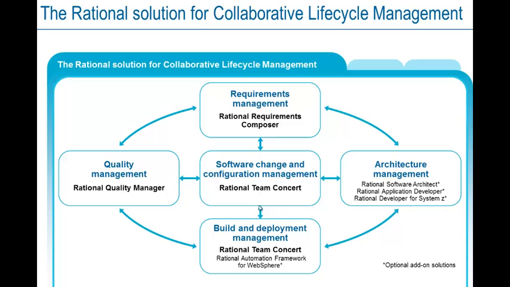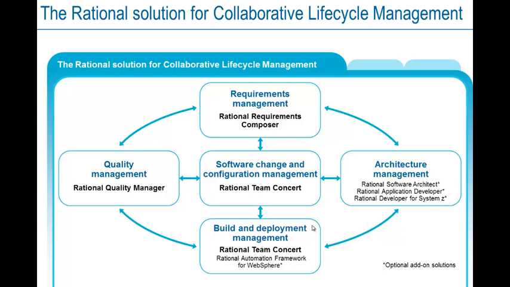Then we use another application called Rational Team Concert, and as you can see, Rational Team Concert performs two functions. One of them has to do with change management. So as we make changes to the system, those changes get documented and they get driven by work items in Rational Team Concert. Now there are other pieces of software like quality management, which is used for testing, and architecture management, which is used to further document our designs and create models.